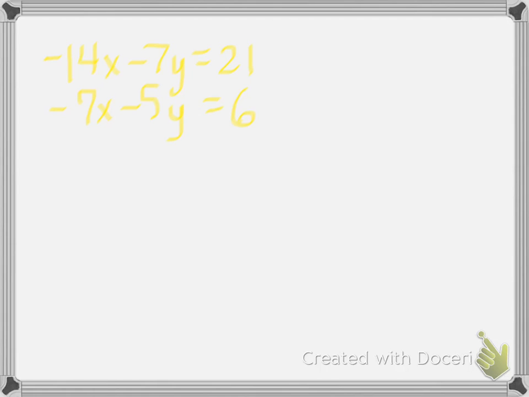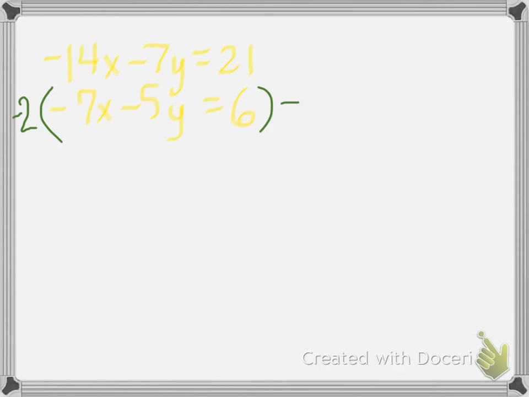So on this problem, I would be looking at the x's and y's, and in this one, the x's kind of seem like they're familiar. You've got negative 14x and negative 7x. So if I multiply the 7 by 2, I get 14. So I'm going to multiply everything, but I'm going to multiply it by negative 2 this time, because really what I want is positive 14 so that they'll cancel out or eliminate.